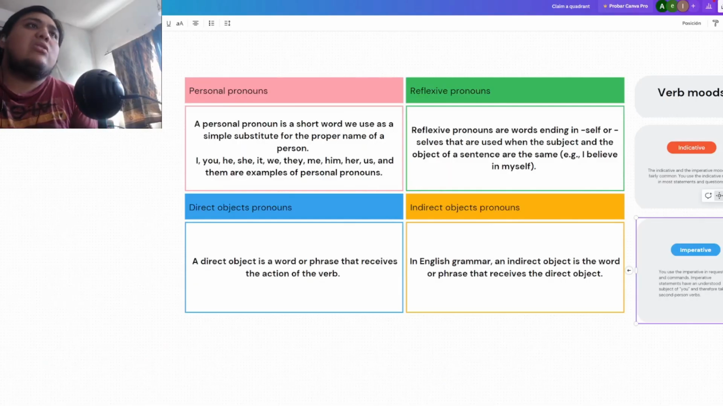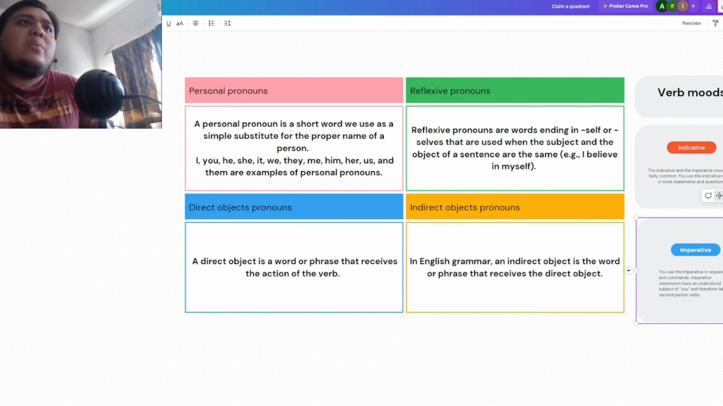Hello, I'm going to talk about personal pronouns. A personal pronoun is a short word that we use as a simple substitute for the proper name of a person. Each of the English personal pronouns shows us the grammatical person, gender, number, or case of the noun it replaces. Like I, you, he, she, it, we, they, him.